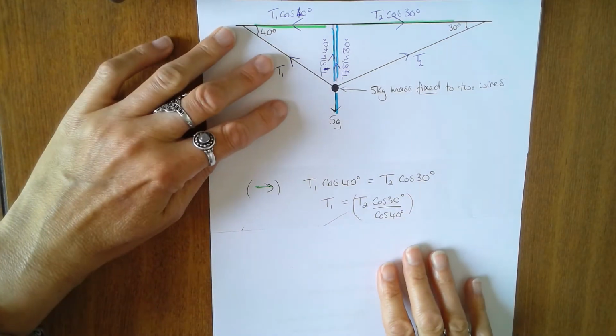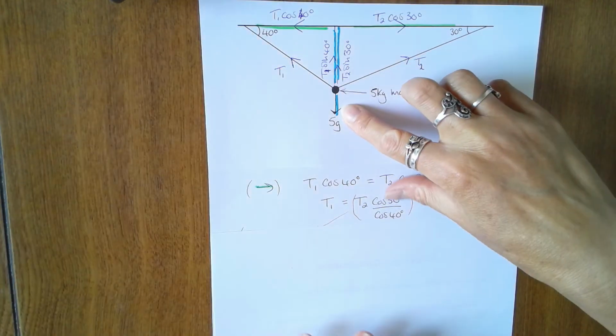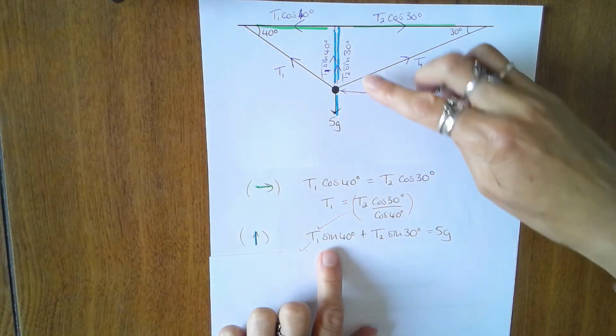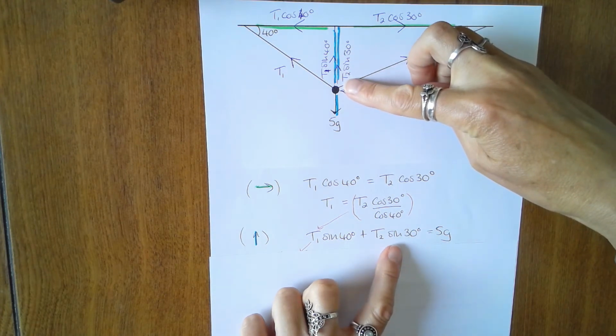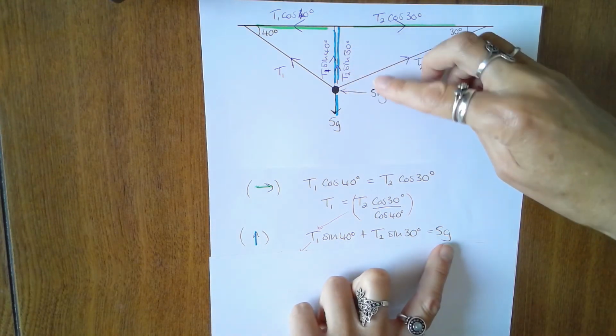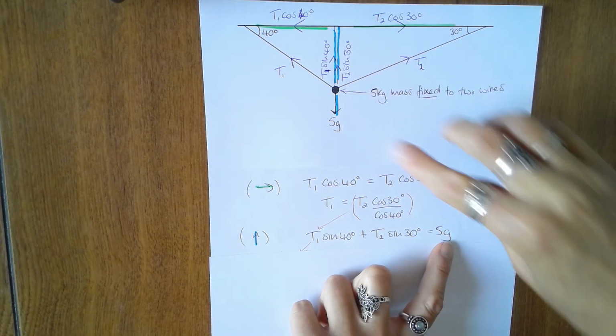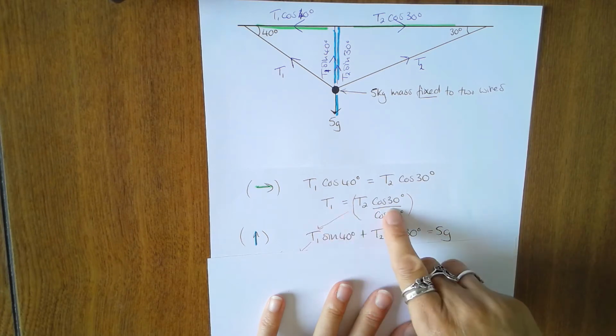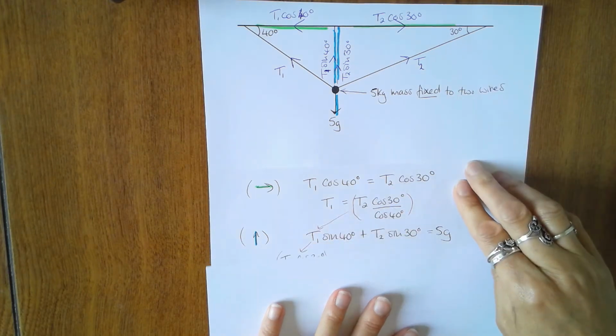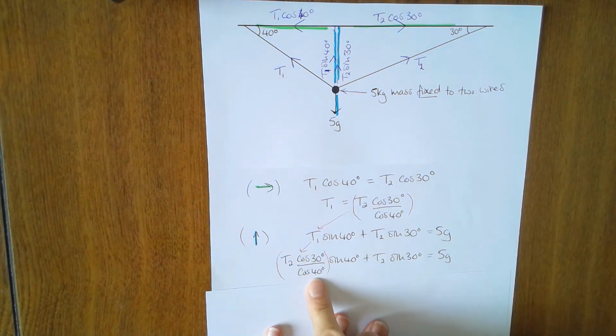So now vertically, I have three forces. T1 sine 40 going upwards, T2 sine 30 going upwards, and then 5g going downwards, which balances. So I already have an expression for T1 here, so I'm going to substitute that in, and that's all I've done in this next line here.